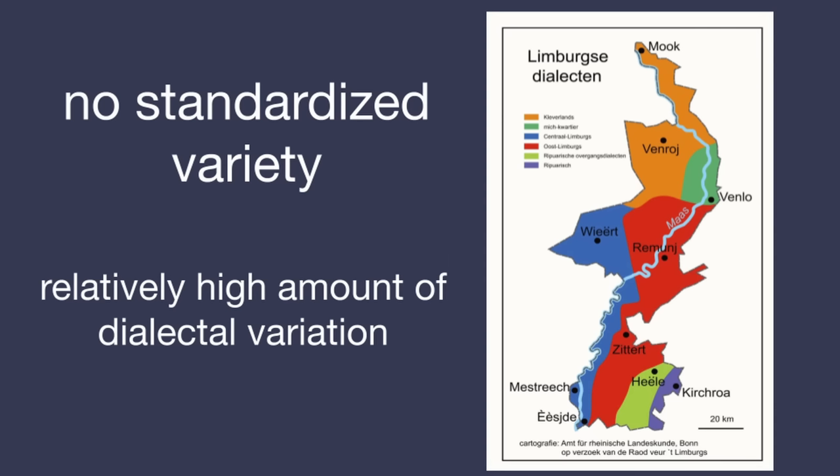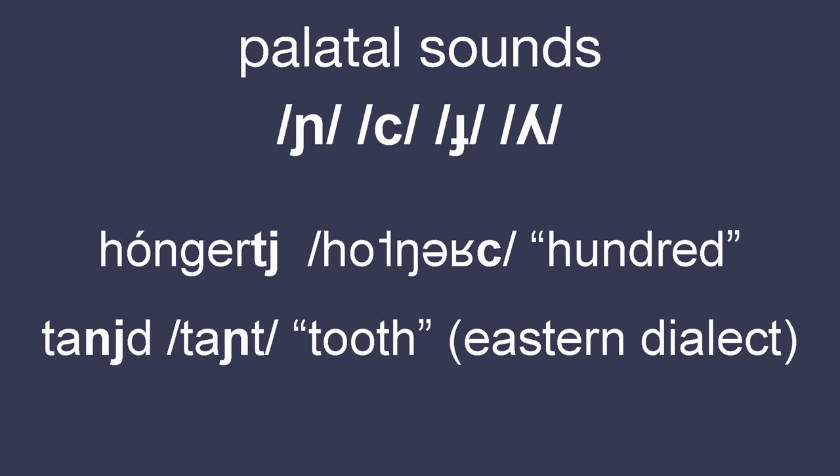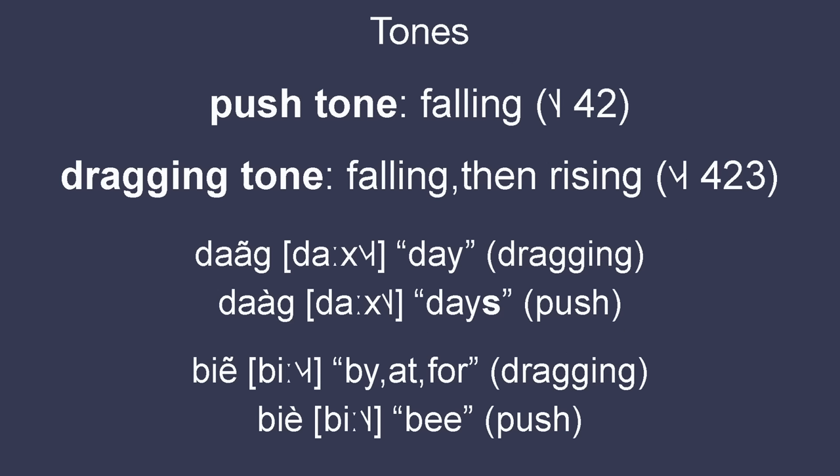There is no standardized version of Limburgish, so descriptions of the language vary by the dialect. What the varieties of Limburgish do have in common is that they tend to have a lot of vowels, especially monophthongs. Various dialects have a group of palatal sounds, which are rare in Germanic languages, but not as rare as tone, which appears in some varieties of Limburgish. There's a so-called push tone, with falling pitch, and a dragging tone, with a fall followed by a rise. And these tones can make both grammatical and lexical distinctions between words.